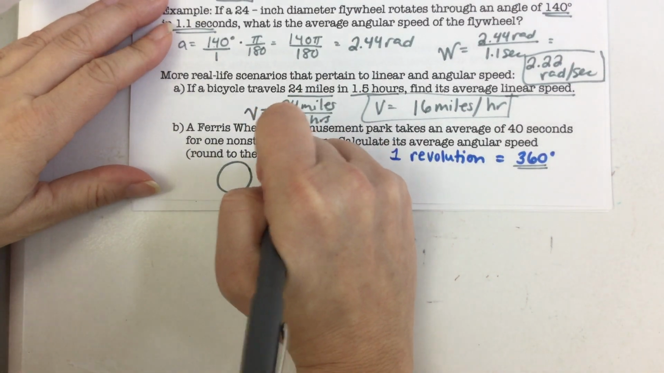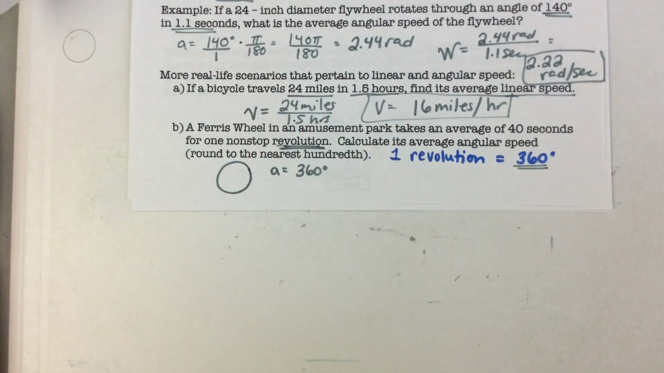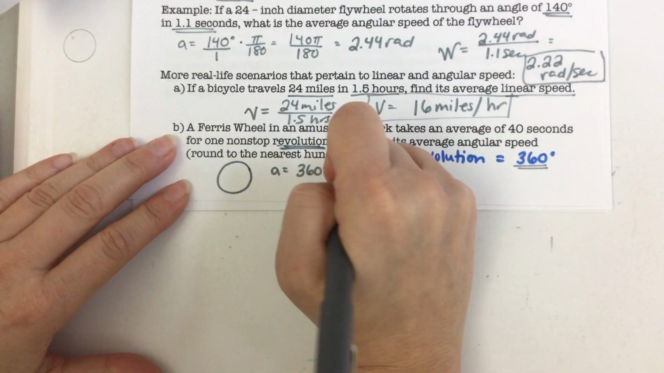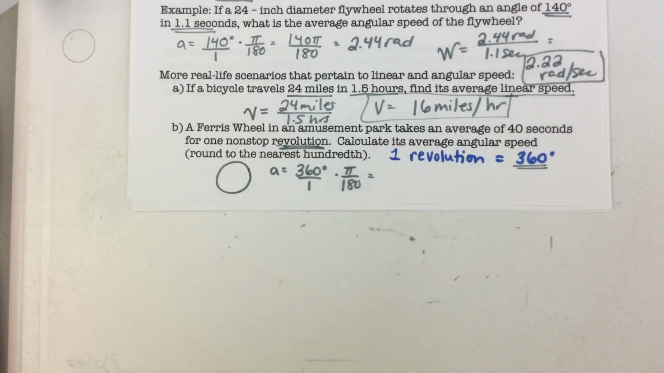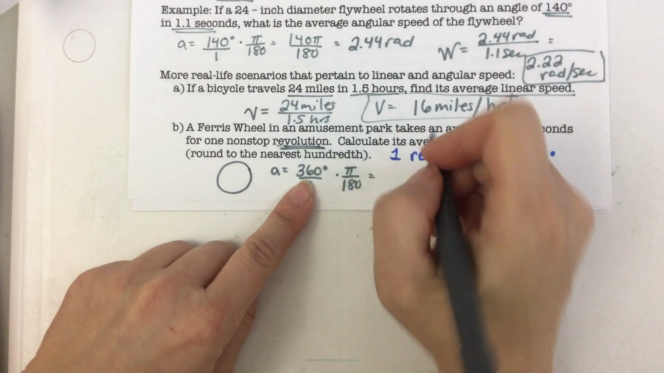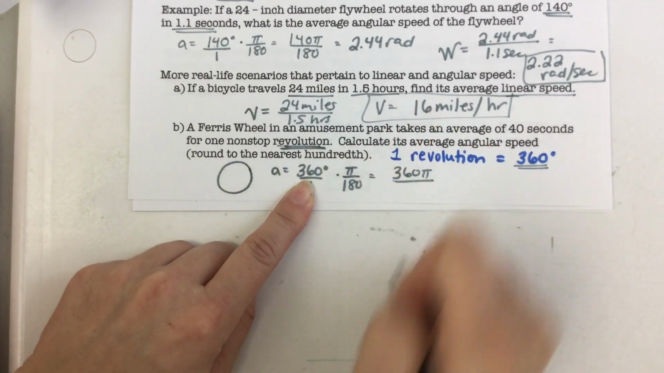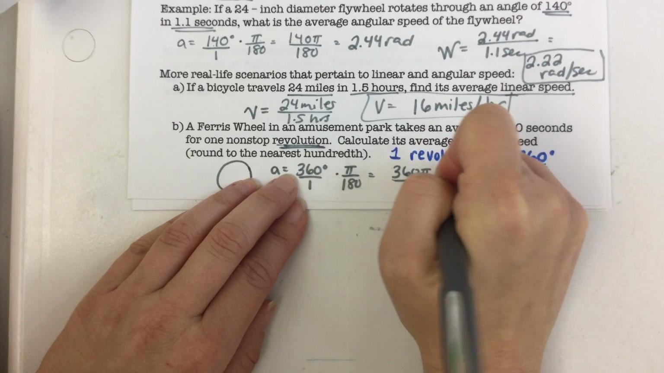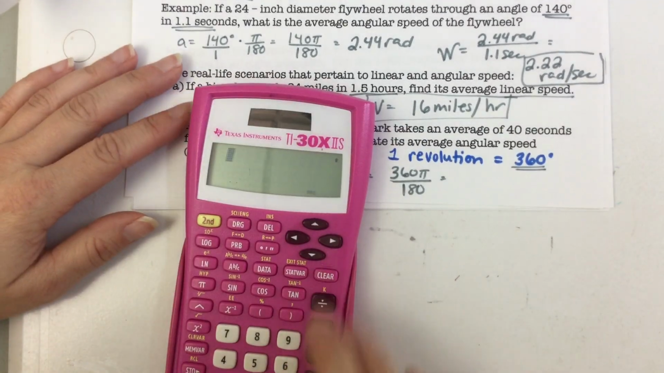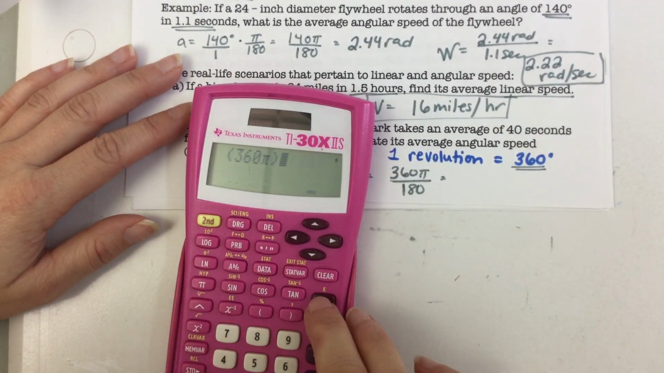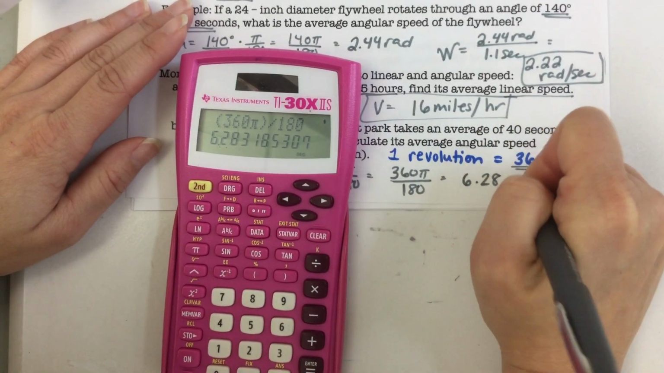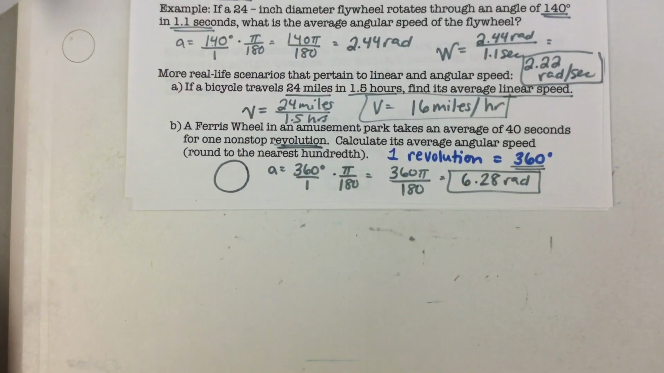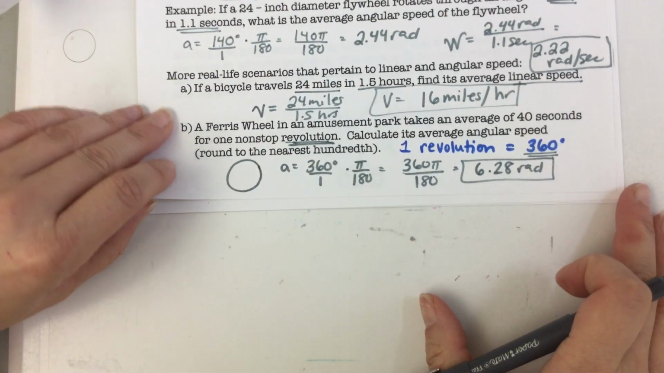So A, the angle, but again, guys, they gave us 360 degrees. We need A to be in radians. So I multiply by pi over 180. Go ahead and turn the 360 into a fraction by putting a 1 underneath it. The top is 360 pi. 1 times 180 is 180. If I go ahead and calculate this, 360 pi divided by 180 is 6.28 radians.